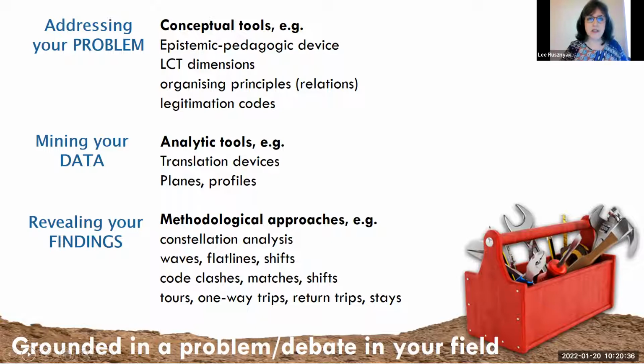You might then represent your data using planes or profiles as a way of showing what's happening. Revealing your findings, though, requires the methodology, using LCT as a methodological approach. So you might be able to, for example, draw out from your data different stances of groups of knowers and show how they constellate their practices differently. So there you're doing a comparison: this group of actors compared to that group of actors and how they legitimate their practice in different ways. If you're wanting to look at shifts, how practices move or don't move or could move, you can then use the idea of waves or flat lines or shifts.